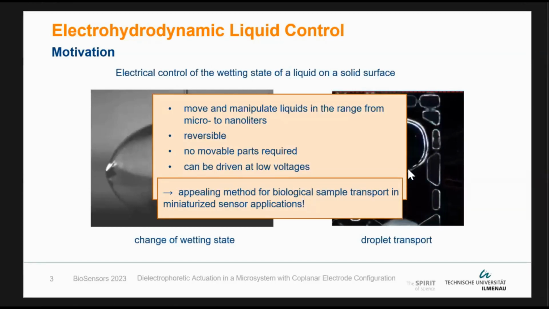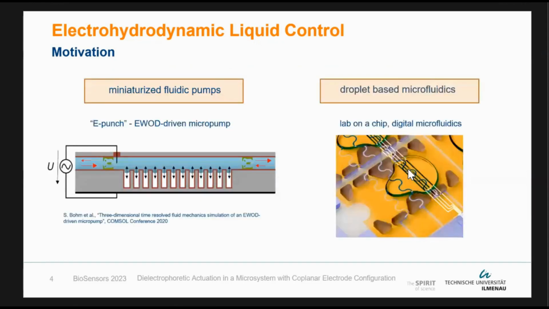So overall, we have a very good and appealing method to use for droplet transport, fluid transport, microsystems for biological applications. So we can use this in two different ways. First, we can pump continuous fluid volumes through a microchannel. Here is an example of an electrowetting driven micropump, which was created by another member in my group. And here you can use just electric fields and a structured microchannel to move a continuous liquid volume through a channel.